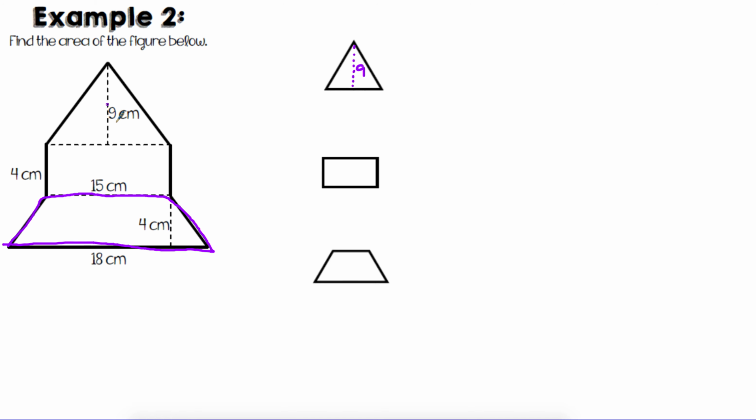I know the height of the triangle is 9. I've got to figure out what this length is right here. Well, this is 15 here, which means this is 15 here. So there's my base. Now let's move on to my rectangle. My rectangle is 4 by 15. That one's an easy one.